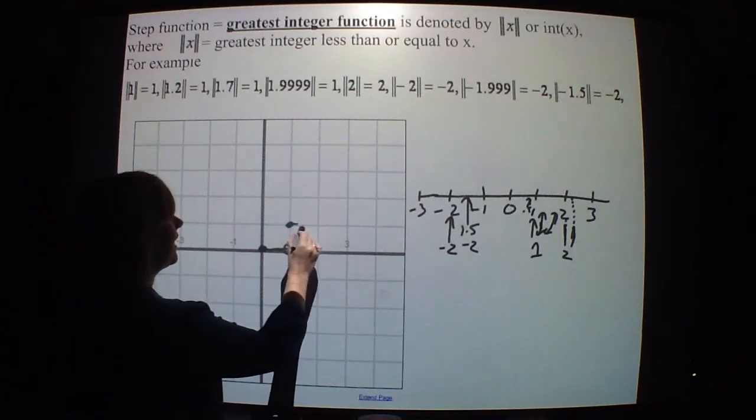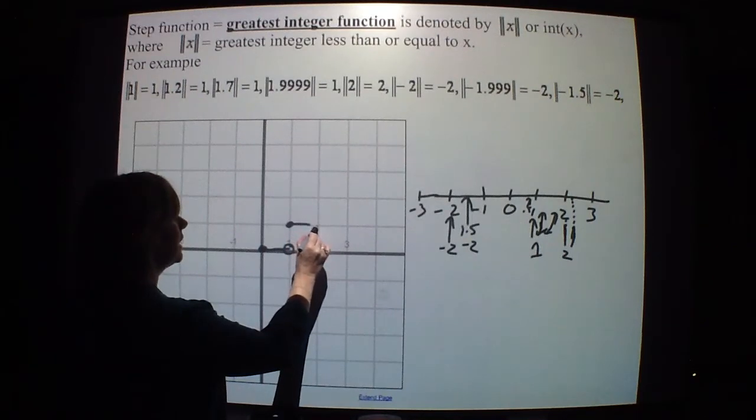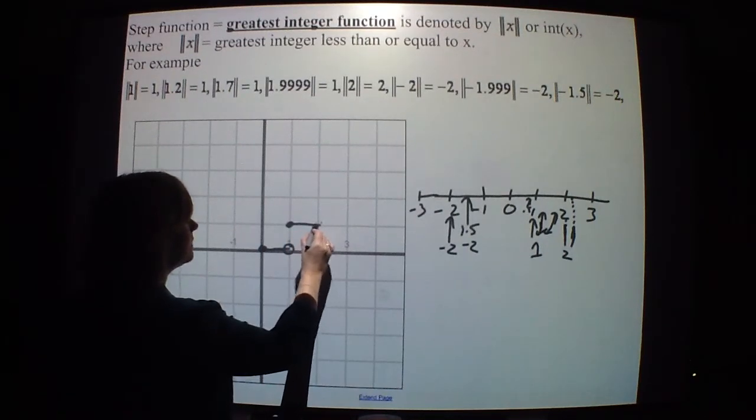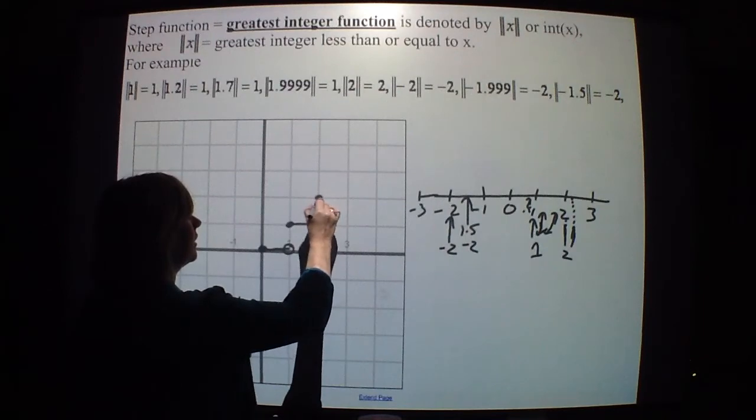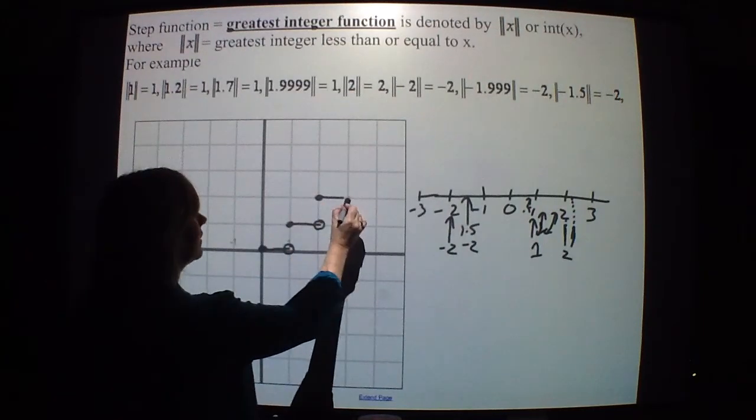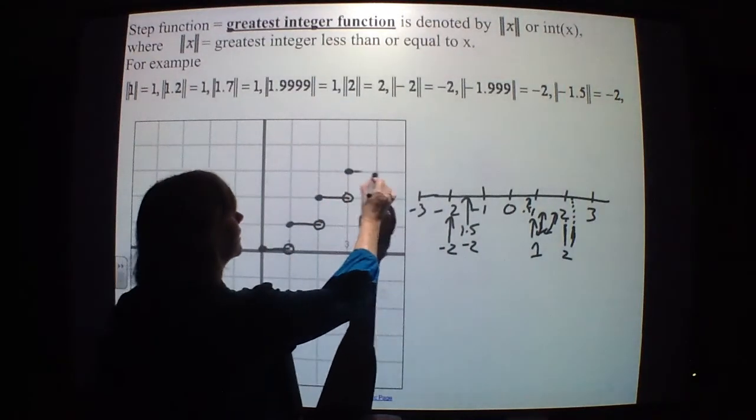And at 1.5, I'm at 1. At 1.6, at 1.9999, I'm at 1 still until I hit 2. And then at 2, I jump up. And this is what this function looks like.